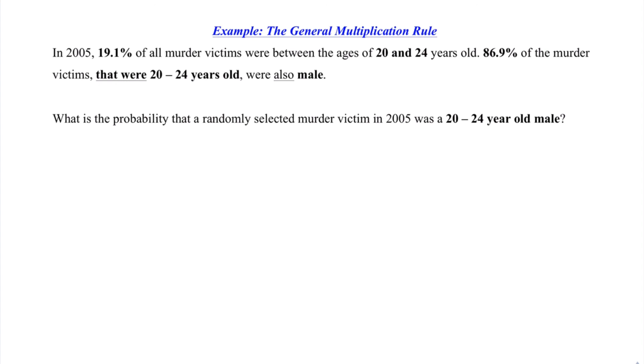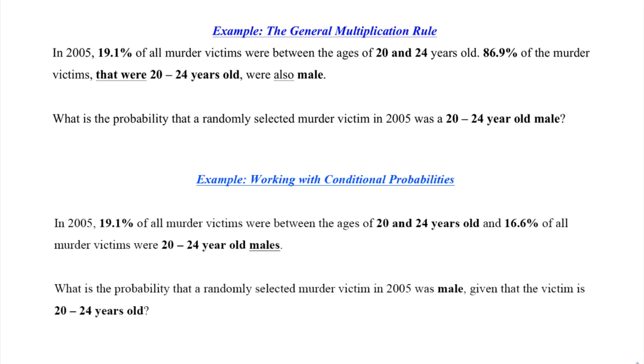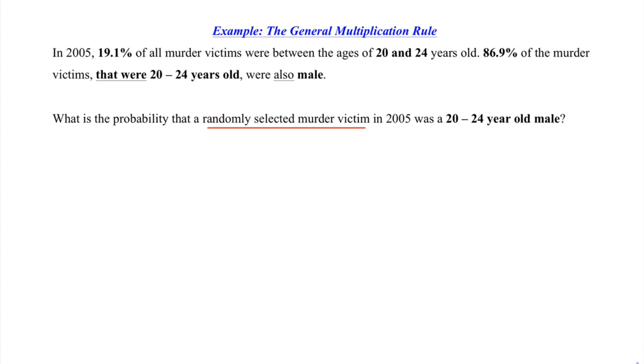This is the tough part to resist. It may feel very similar to or the same as the previous example with these murder victims. But remember, on that first murder victim example, we were asked what is the probability that a randomly selected murder victim in 2005 was male, given that the victim is 20 to 24 years old. This time, we're asked what is the probability that a randomly selected murder victim. That means we are talking about the entire population. They did not give us some sort of condition within the actual question. Therefore, we're talking about all of the murder victims right now.